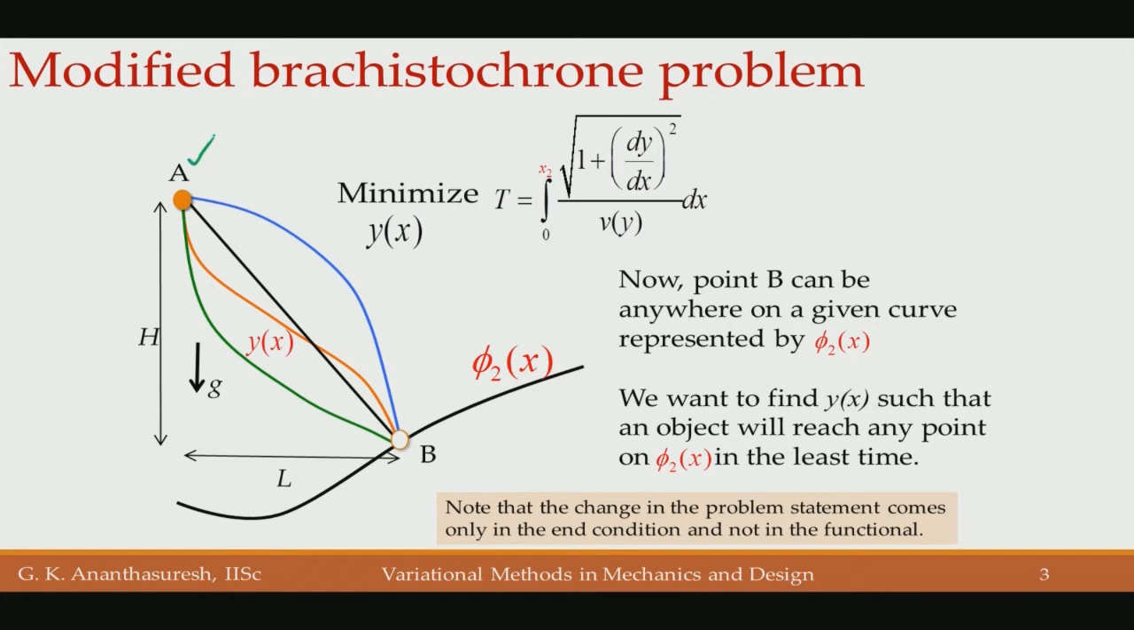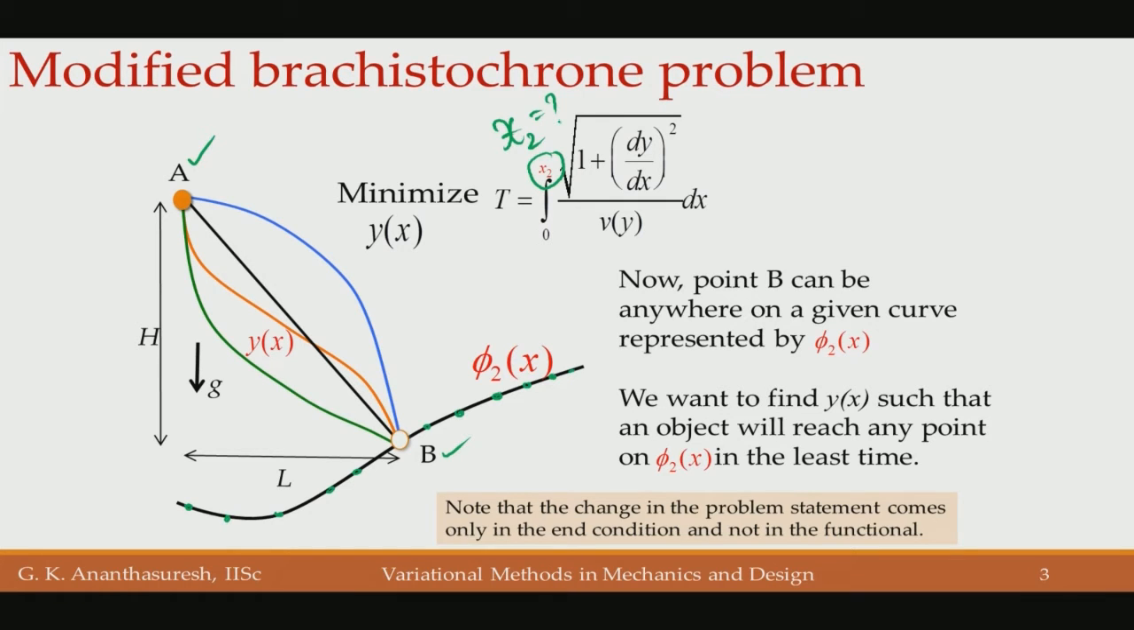We specify point A, all right, but B can be anywhere on this curve, and hence we have a variable condition of this x2 not specified. So, this is x2 that we do not know, we have to find it as part of the problem. You can actually see the generality now, right, because we are not just minimizing the functional that we have, but if the functional is an integral, the bounds are not known.